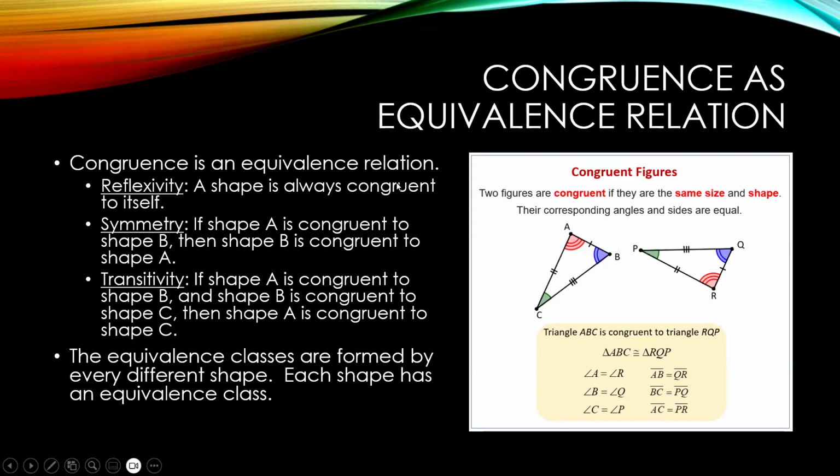Reflexivity: a shape is always congruent to itself. Symmetry: if shape A is congruent to shape B, then shape B is congruent to shape A. And we also have transitivity: if shape A is congruent to shape B and shape B is congruent to shape C, then shape A is congruent to shape C. And so this idea of congruence defines an equivalence relation. And the equivalence classes would just be whatever the shapes are. And so every unique shape is in its own equivalence class.